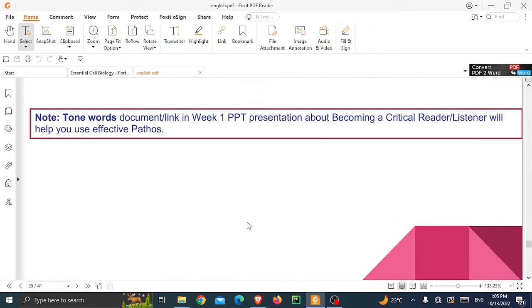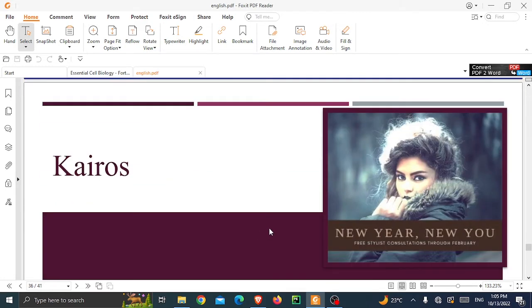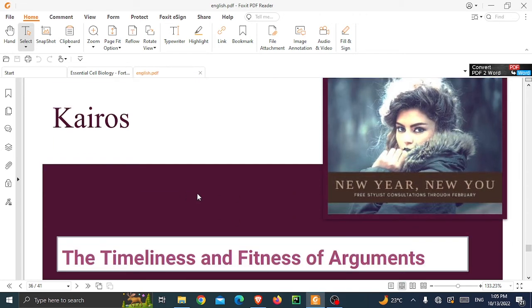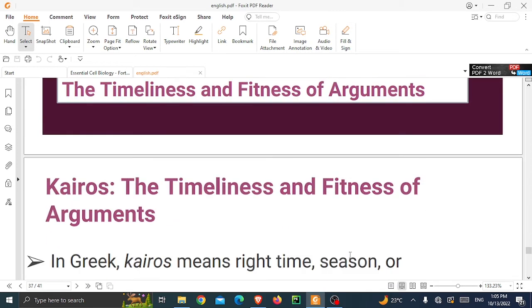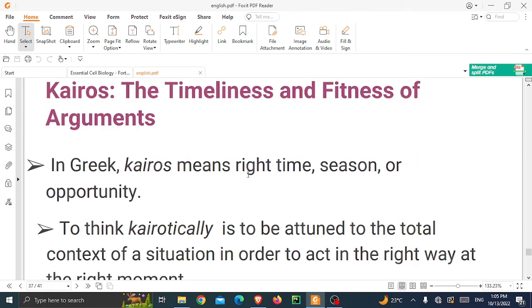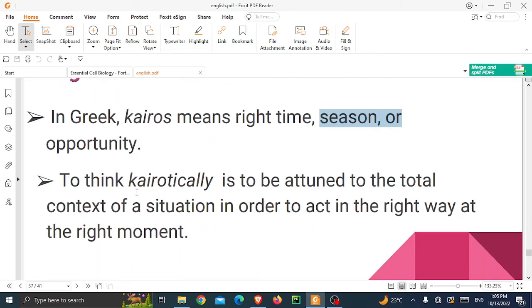So we're gonna move to the fourth appeal, which is the kairos, the timeliness and fitness of arguments. Kairos is a Greek word that means season or opportunity. To think kairotically is to be attuned to the total context of the situation in order to act in the right way at the right moment.